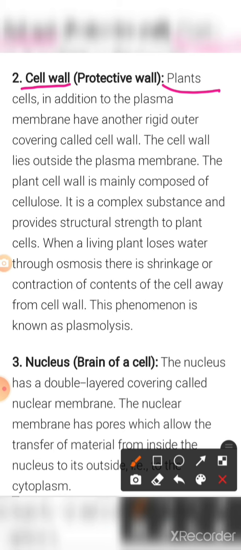Now, let us talk about the nucleus. The nucleus contains chromosomes which are visible as rod-shaped structures, when the cell is about to divide. If this is a cell, inside it there is a nucleus, and it contains chromosomes like this. They are visible as rod-shaped.